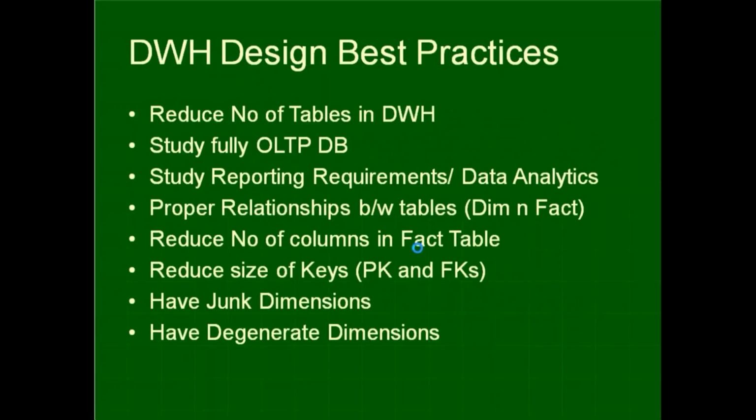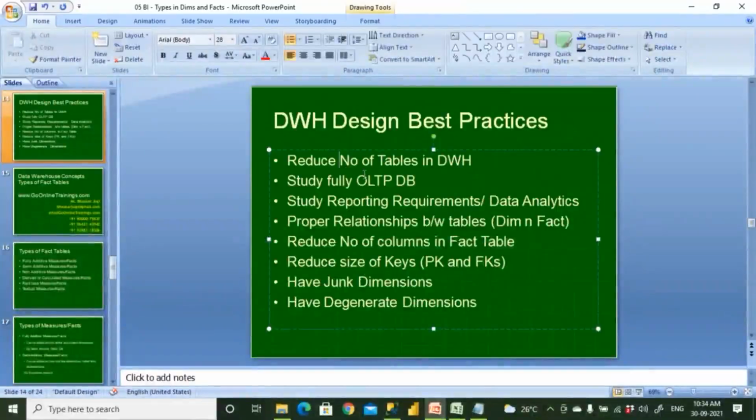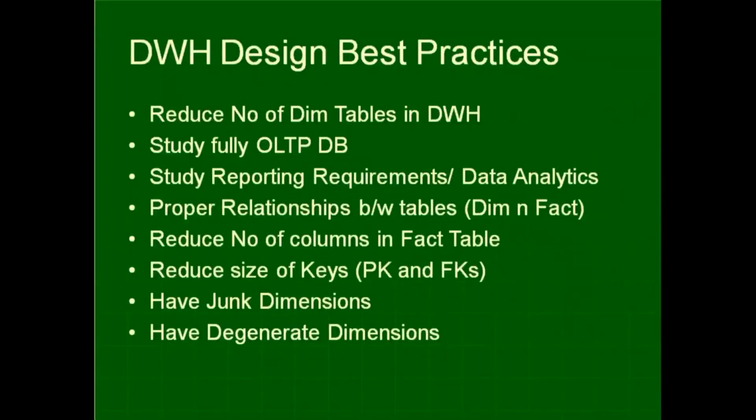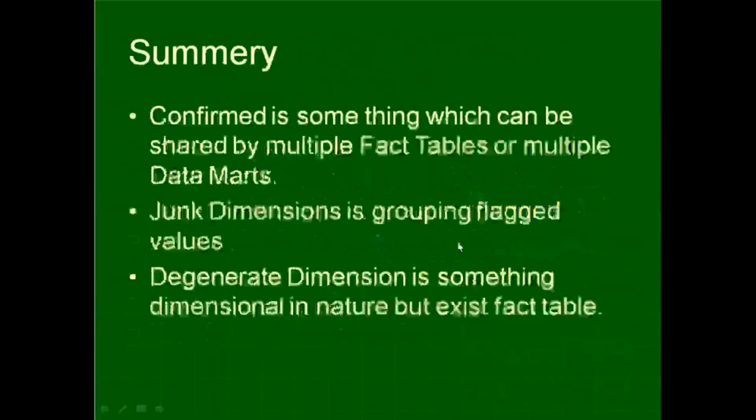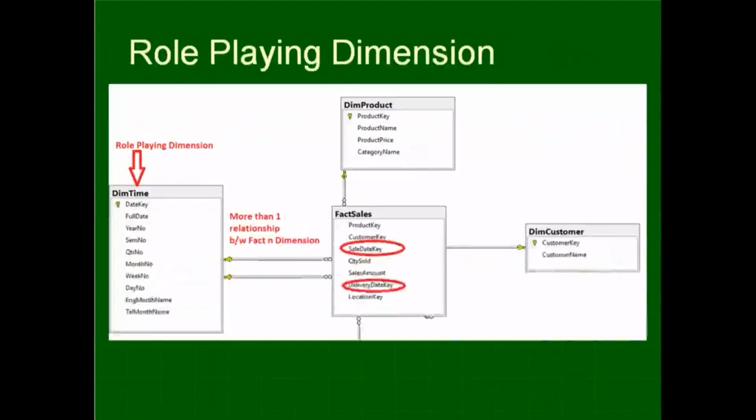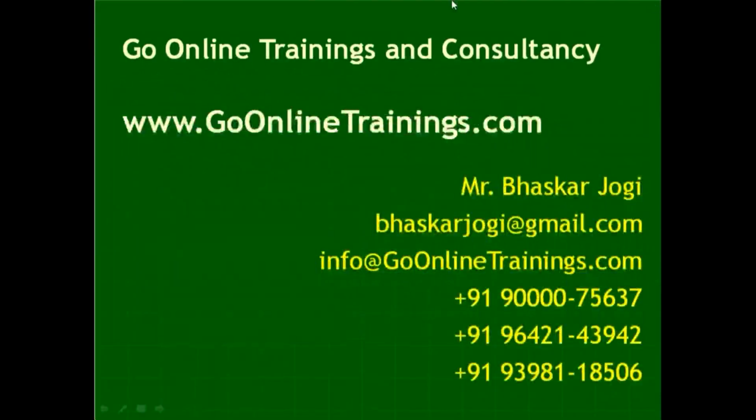Reduce the number of tables in the data warehouse. Study the OLTP fully, study reporting requirements, proper relationships, reduce the number of columns in the fact table, reduce the size of the keys also, have junk dimensions, have degenerate dimensions, and so on. Clear? Reduce the number of which tables? Reduce the number of dimension tables especially. Okay? So that is the best data warehousing principles and practices. We'll continue tomorrow with some more things. Clear? Any other questions?